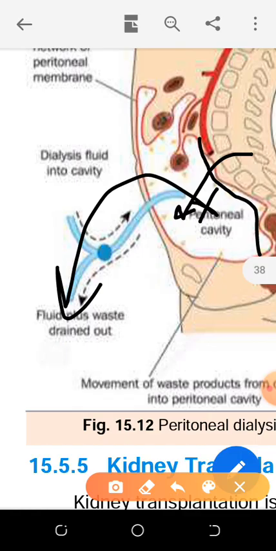Now we go back to the point we wanted to make. Dialyzing fluid is called, you know what was the other name I took from the textbook also, that was in the hemodialysis?